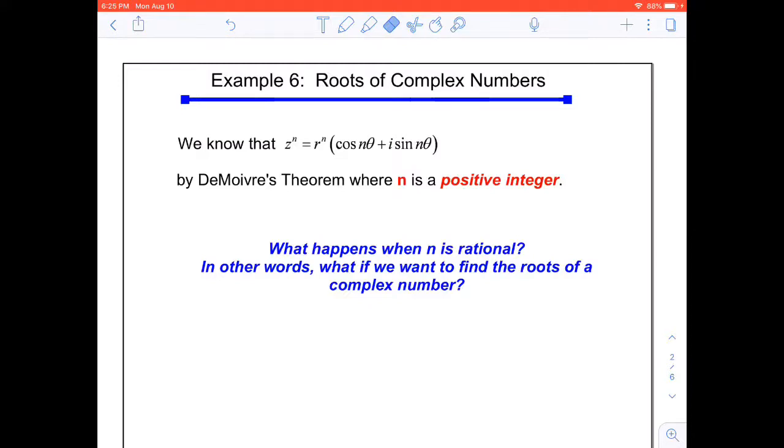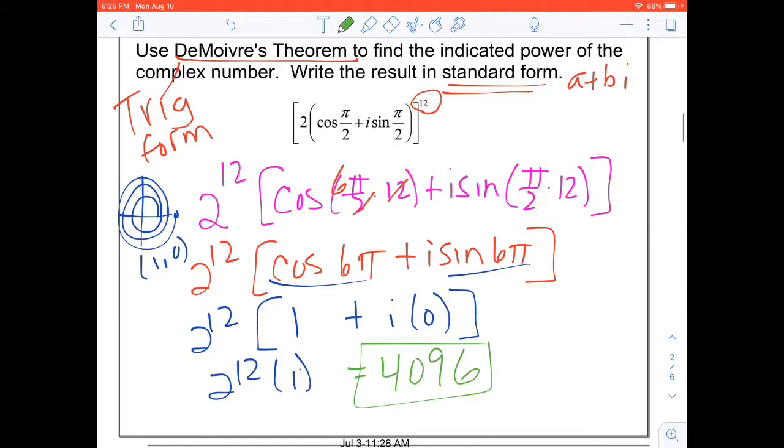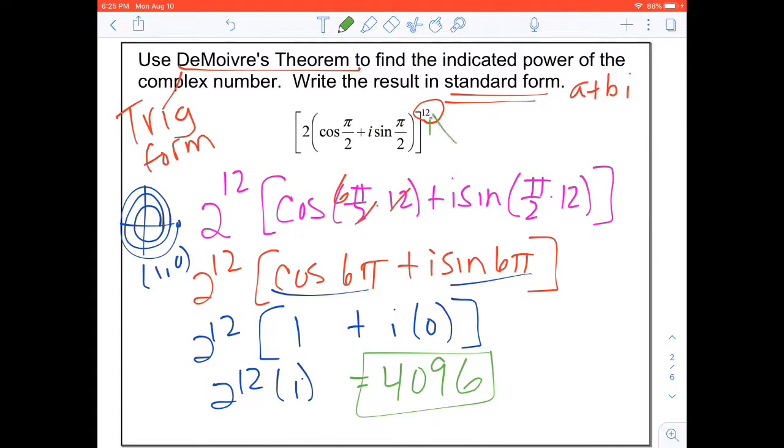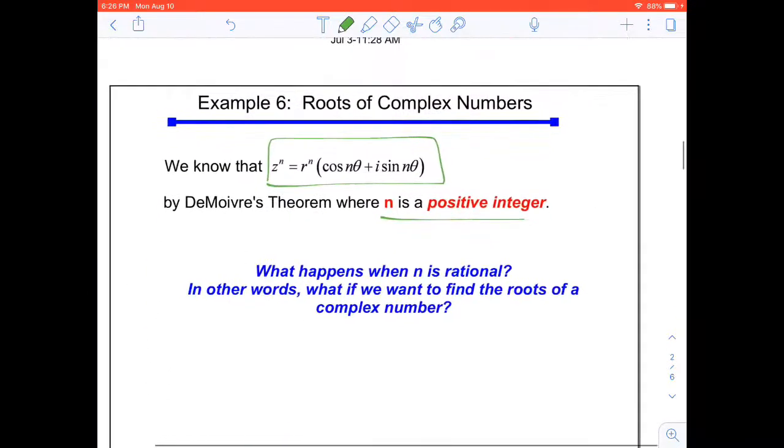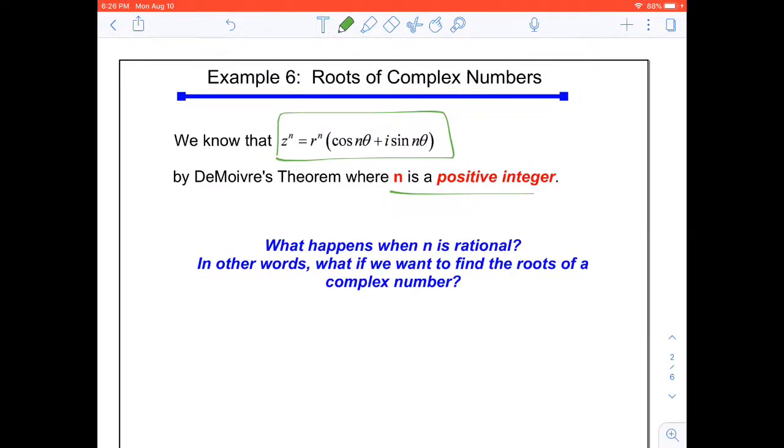All right. We know by DeMoivre's theorem that this works when we want to find powers of a complex number when n is a positive integer. And we previously just talked about this problem. 12 was a positive integer. So we took the modulus to the power, and then we took the argument times the power. But that only worked when n was a positive integer. Now, if I want to take z to the 1/2, if it's rational, what does that mean? It means it's a root.